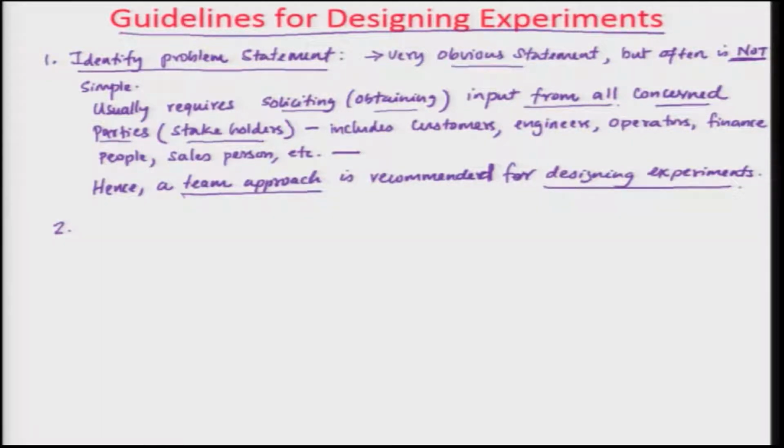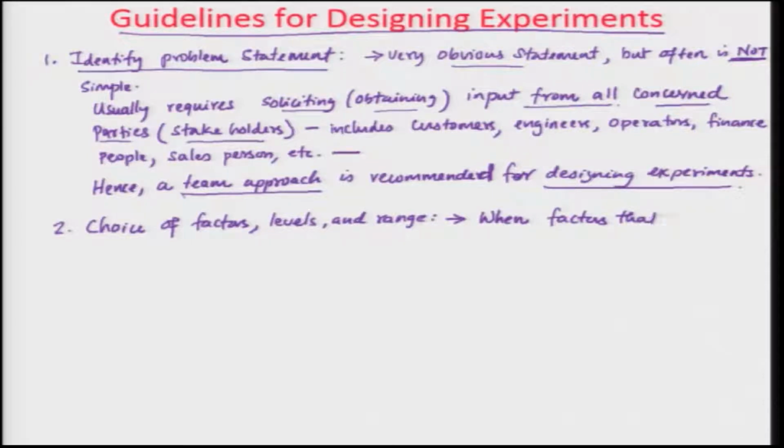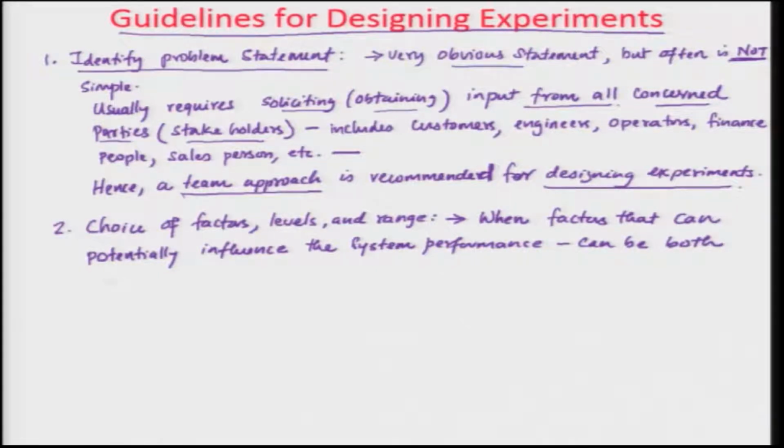Then comes the second part of this. We call it choice of factors, levels and range. Okay. So, what we are doing here is, when you are considering factors that can potentially influence the system performance, those factors can be both controllable and uncontrollable factors.